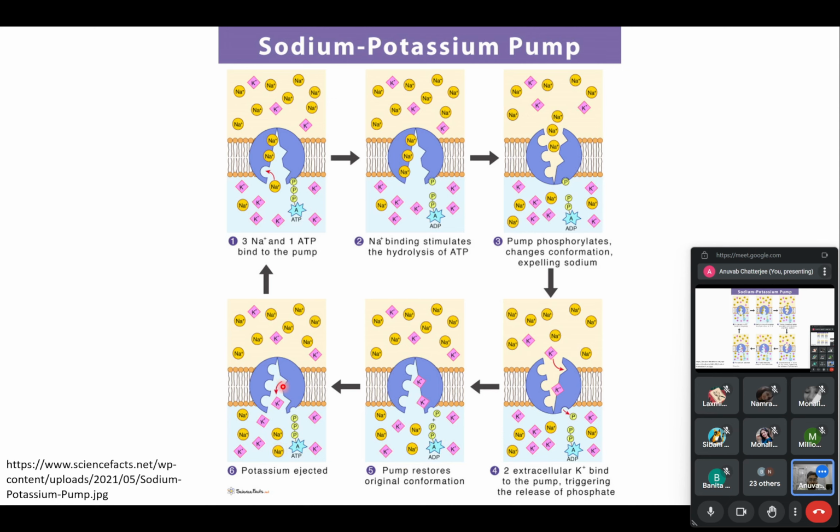So we have exchanged 3 sodium, kicking them out, and taking in 2 potassiums. And now the entire cycle begins again. ATP binds to the pump and 3 sodium are attached to it. So again the same cycle will repeat. Sodium going out 3 molecules and potassium coming in 2 molecules.